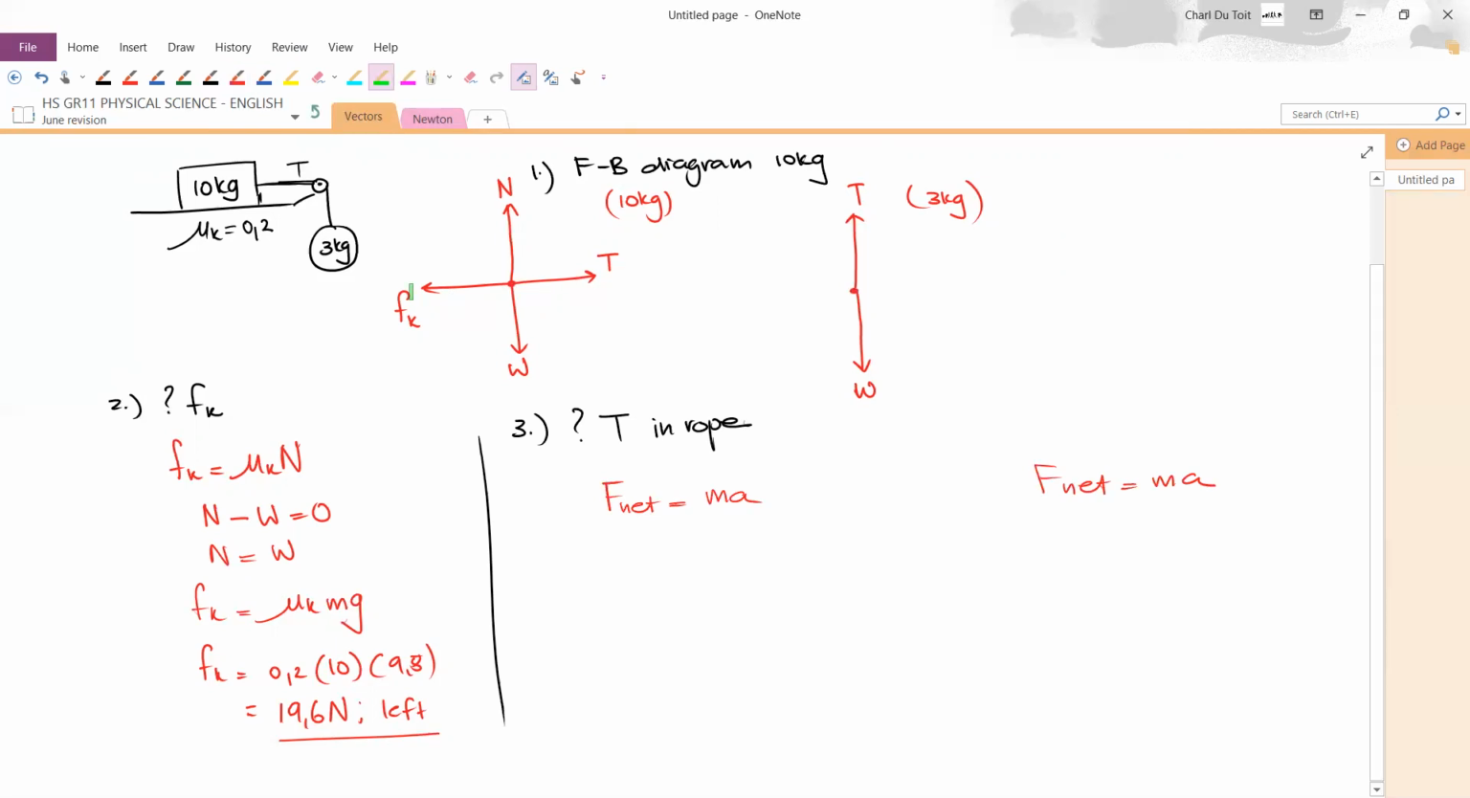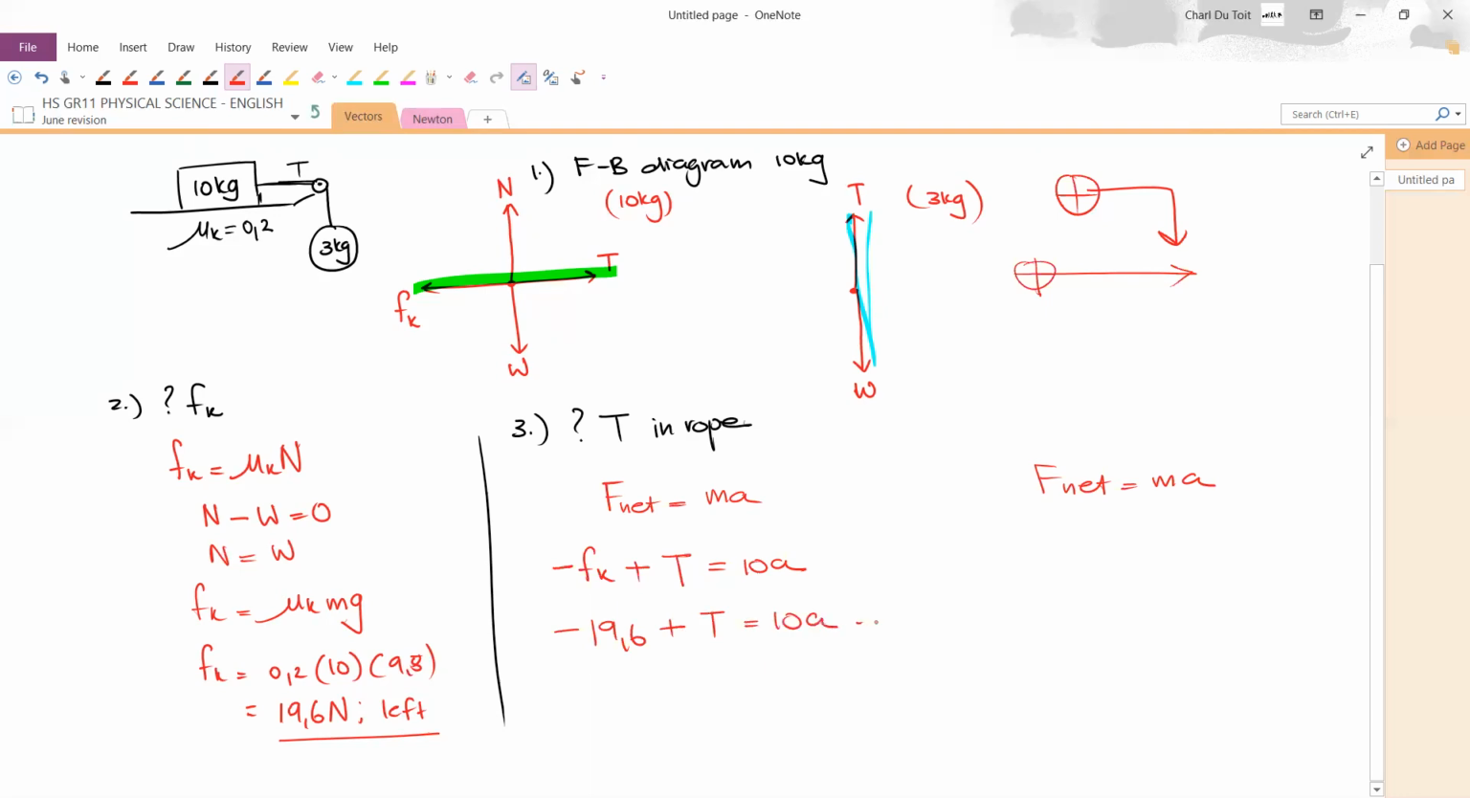Right, so these diagrams show us exactly what to do. If I look at the 10 kg diagram, we're choosing the movement towards the right as positive. So the friction is negative, plus a positive tension in the rope is 10A. That's my 10 kg setup. So I've got negative 19.6 plus the tension in the rope, and that will be 10A. And that's my first equation.